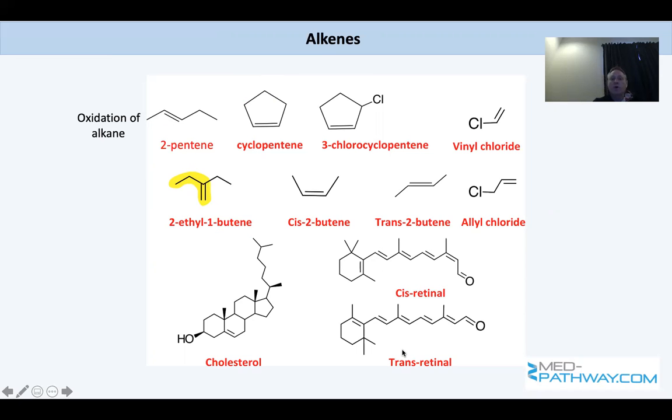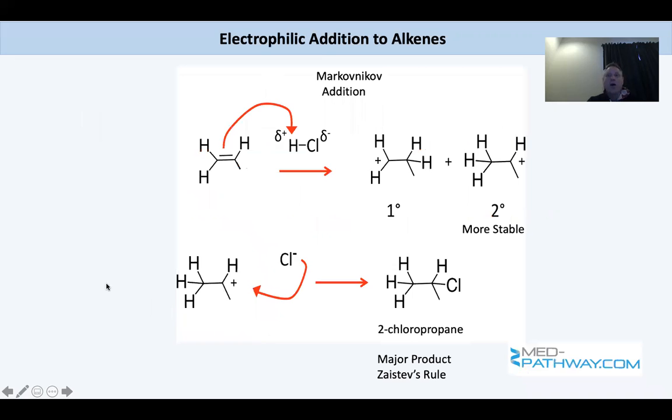You're probably familiar with those in the chemistry of vitamin A and vision. Here's cholesterol, a pretty hydrophobic molecule. It has a double bond, so technically speaking, it's an alkene. One of the classical reactions with alkenes is called Markovnikov addition. You have these pi electrons, and they can come out and grab this partial positive charge, attacking the proton here and grabbing it.